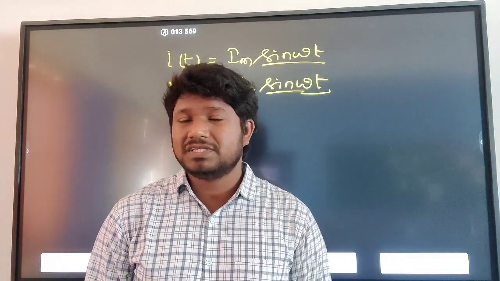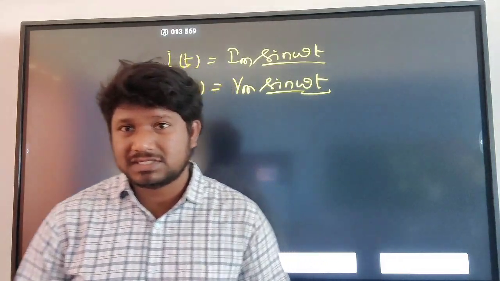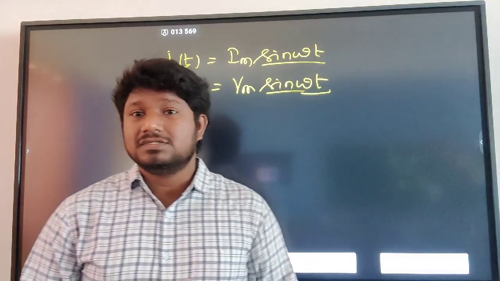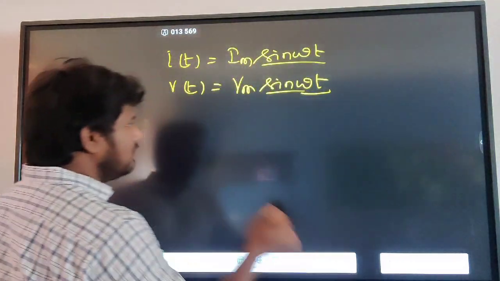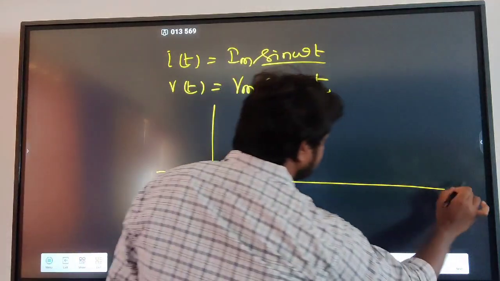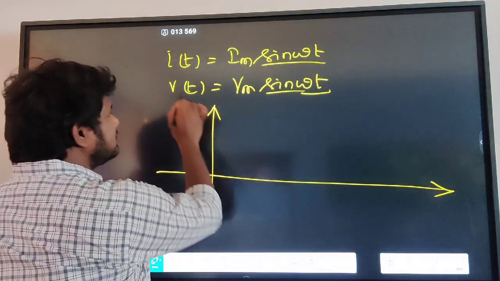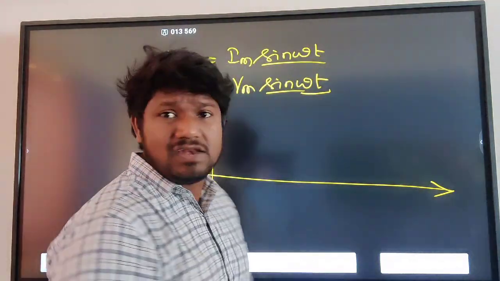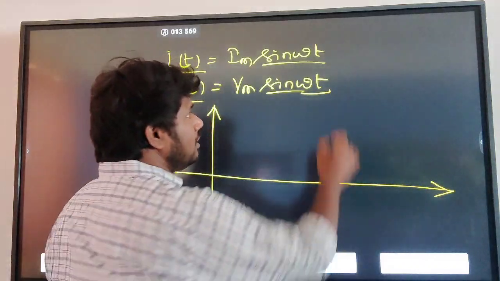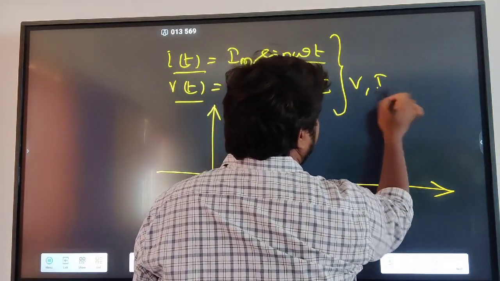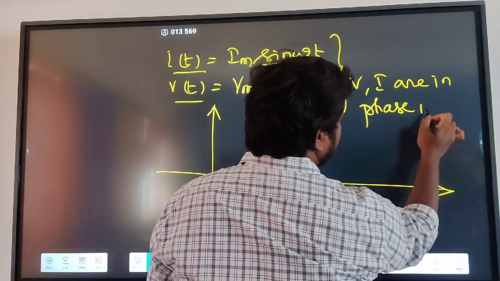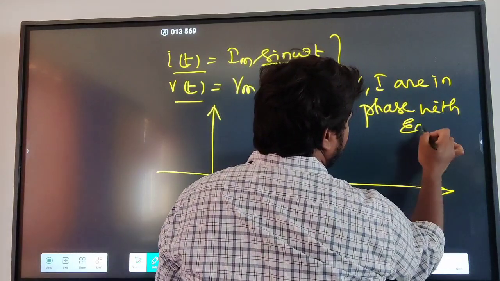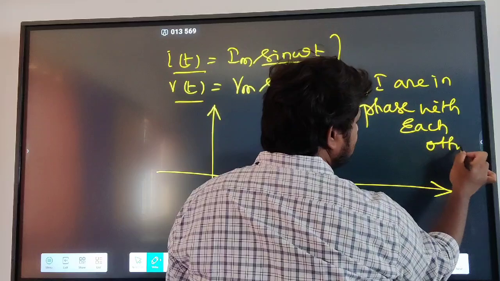What is the phase difference between voltage and current for a resistive circuit? It will be 0, but the amplitudes will be different. So if I want to plot the phasor diagram, voltage and current are in phase with each other.